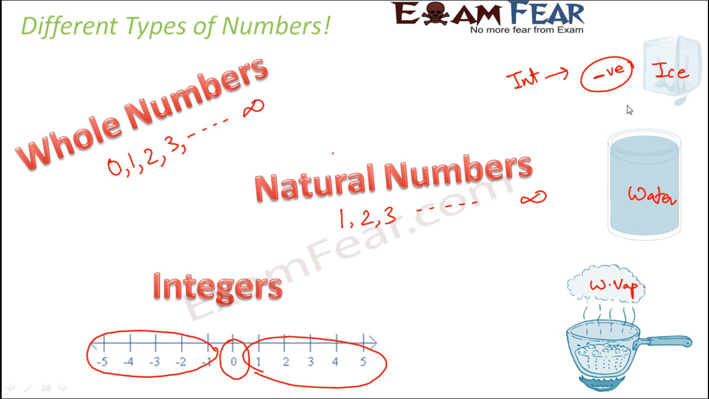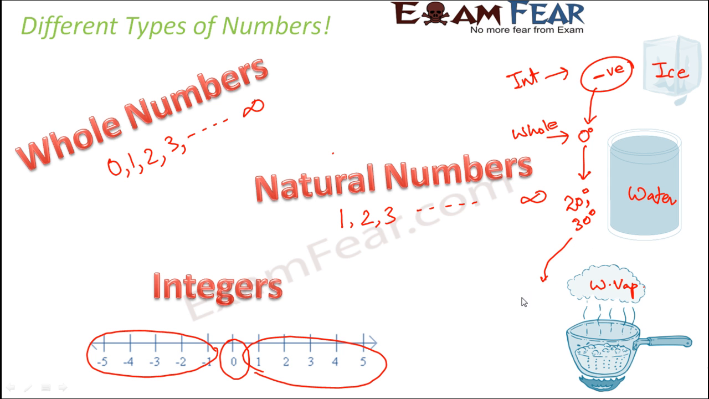Now when you allow the ice to get warmer, what happens? The ice gradually gets converted into liquid water. So basically from that negative temperature, it reaches a temperature of 0 degrees, and then again it starts to increase to some room temperature, maybe 20, 30, 40 or whatever. So what is this 0? This is nothing but a whole number. What are these 20, 30? They are whole numbers. They are also natural numbers.